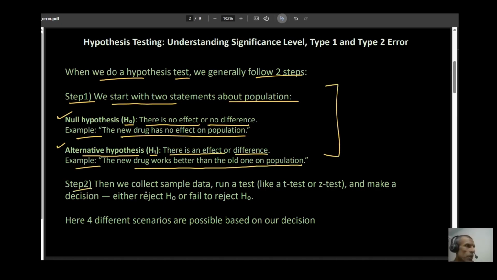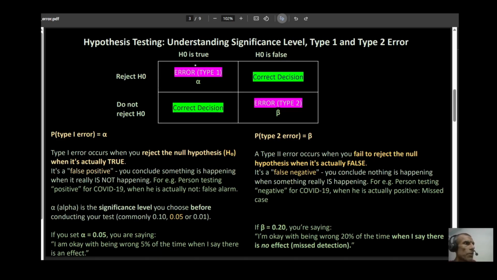Then you do your step two. We collect our sample data, we run a test, it could be a t test or a z test depending on your conditions, and then make a decision. Your decision could be either reject H0 or fail to reject H0. Based on these decisions, there are four different scenarios that are possible. So these are the four scenarios.